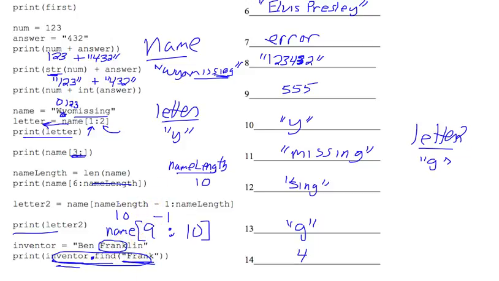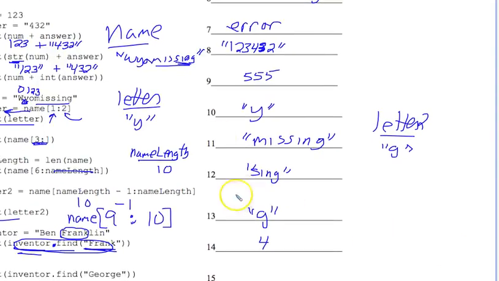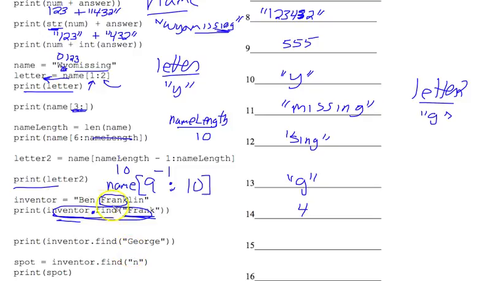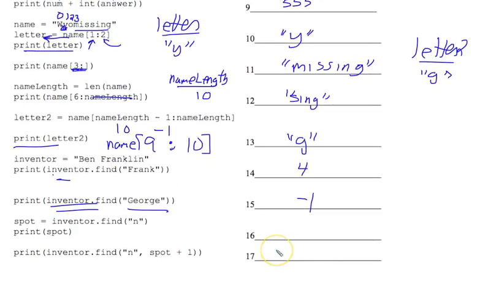Now number 15 is tricky because we're looking for something that just ain't there. You know, George is not part of Ben Franklin like Frank was. You know, there's no George in there. So Python, if you read the lecture notes, it always gives you a -1 if it doesn't find what it's looking for. So there, George just isn't there, -1. Easy. It's not an error, by the way.